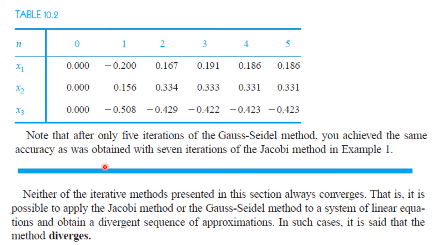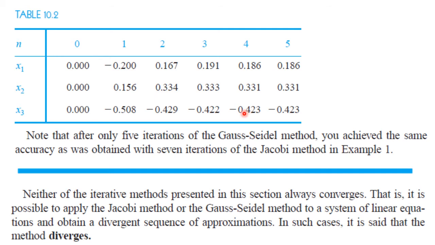So student, here this is the table for the approximated values. For n equal to 0, you have the initial approximation. For the first one, you have these values: minus 0.2, 0.156, minus 0.508, and then 0.167, 0.334, minus 0.5429. Similarly, you get the fifth value to be the same as the fourth approximation. So you get the same answer.